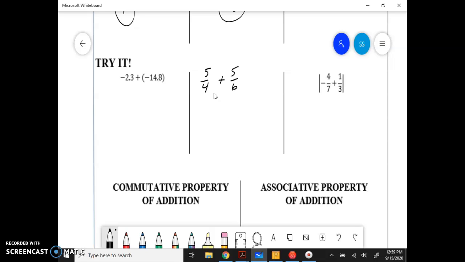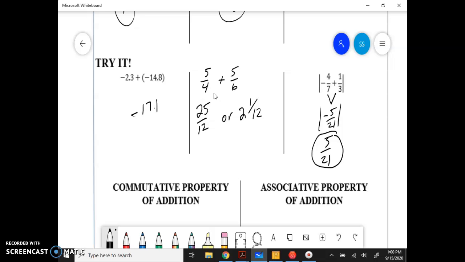Okay, so you should have gotten -17.1 for this one. For this one, we could get an improper fraction of 25/12, or the mixed number of 2 and 1/12. And for this one here, simplify inside first, and we get -5/21, and the absolute value of -5/21 is +5/21. Okay, hopefully you got those answers.